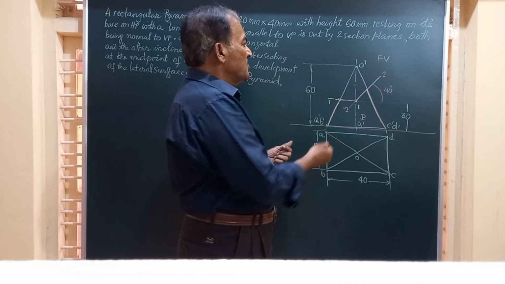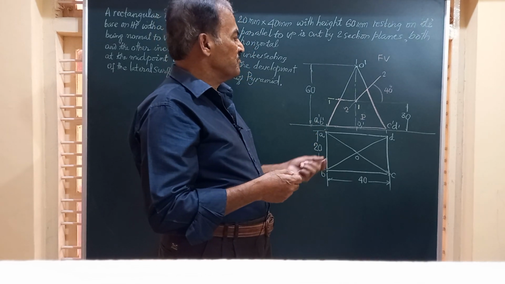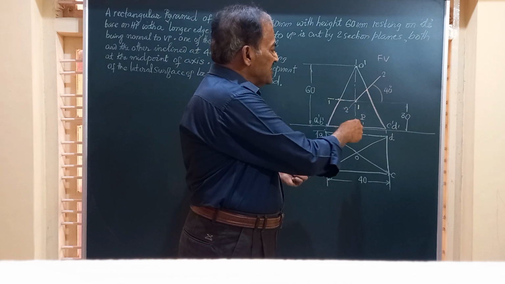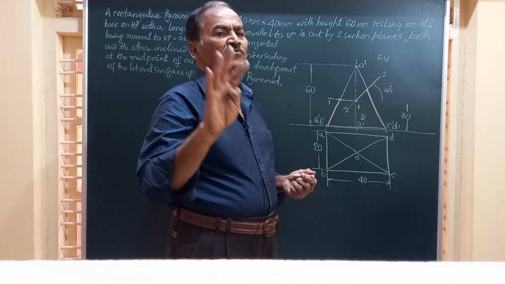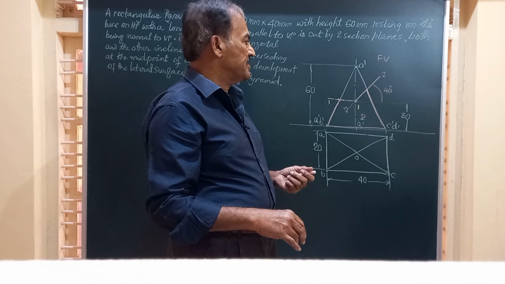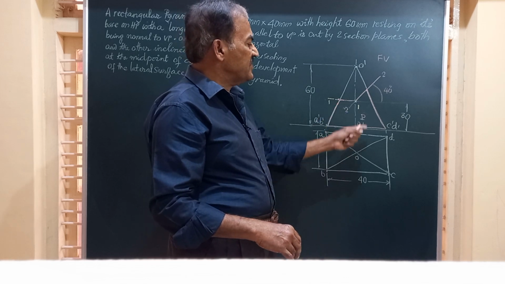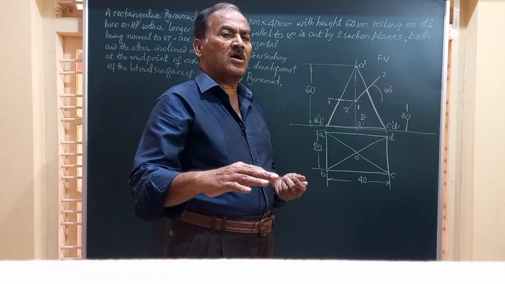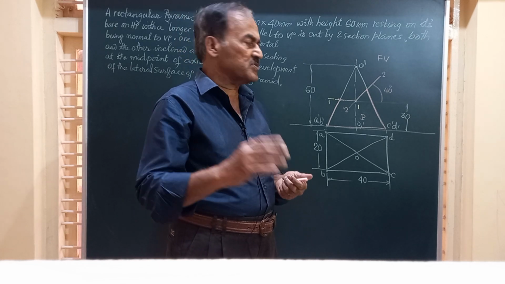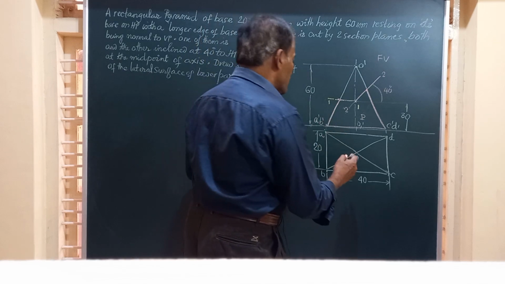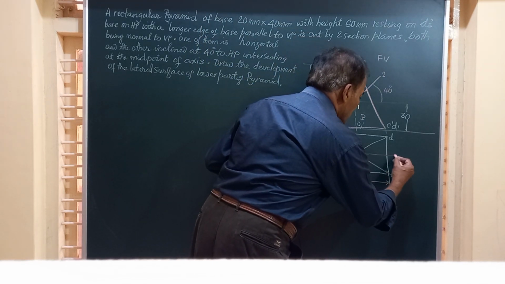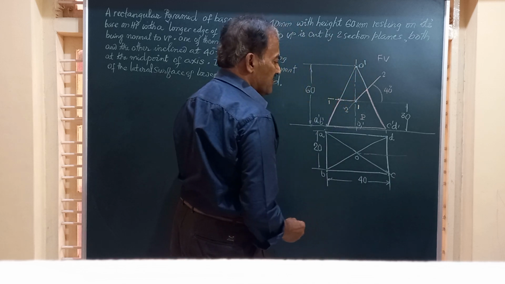Now friends, if you observe the front view, you see O dash, A dash, O dash, B dash, O dash, C dash and O dash, D dash, the four slant edges of the pyramid. If you observe, none of them is parallel to VP. And since we have to draw the development to the true size, we have to get the true size of this slant edge. So friends, what I do, I draw a horizontal line from here.